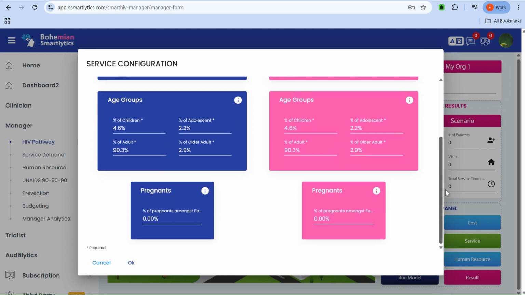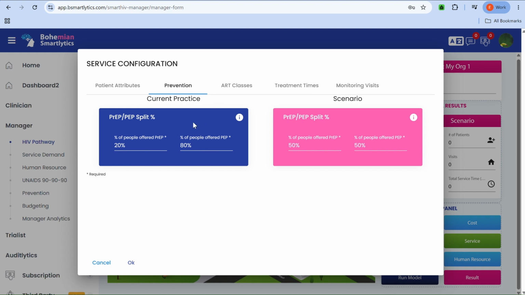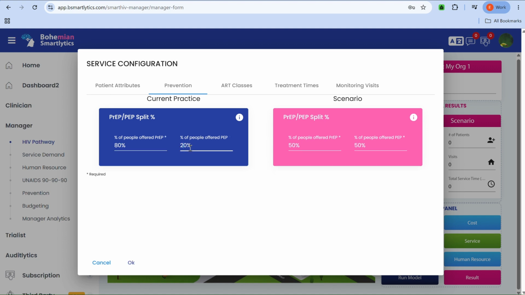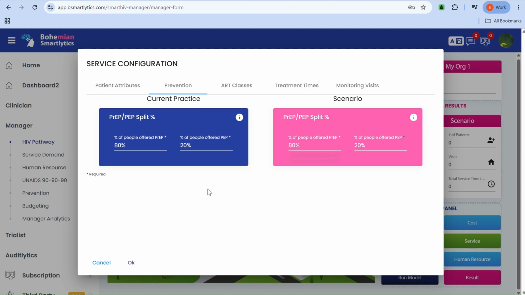Cost parameters follow the same logic: antiretroviral therapy costs, second-line therapy, laboratory costs, staffing, and overheads, all configurable to reflect how this particular service actually spends day to day. From here, the entire service is defined in detail.